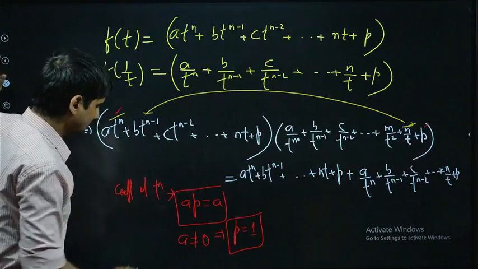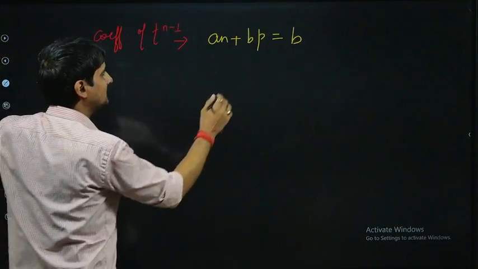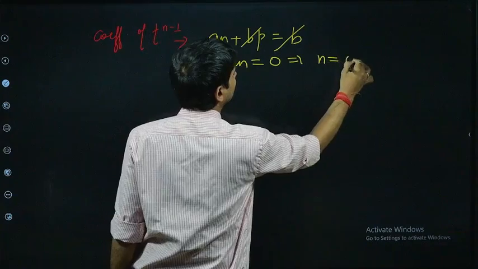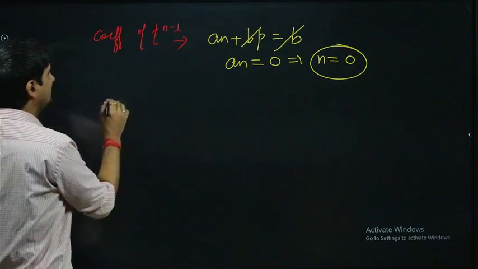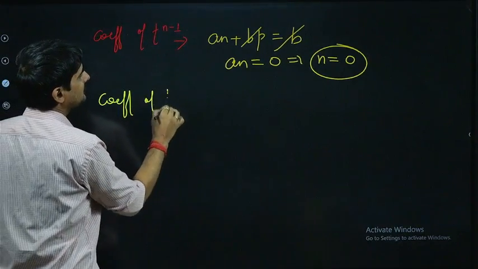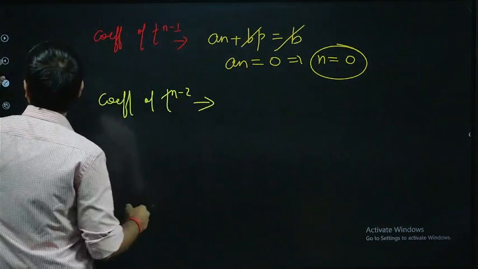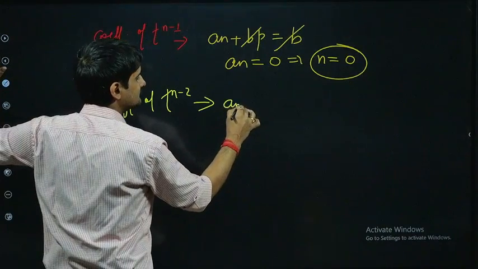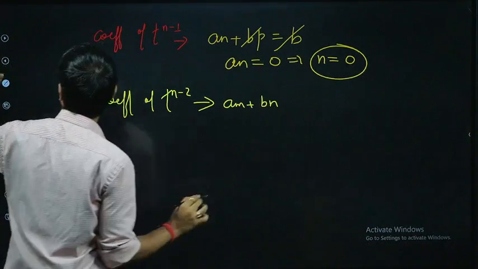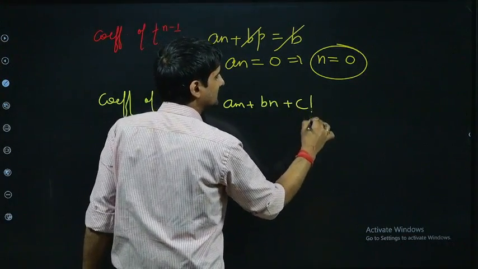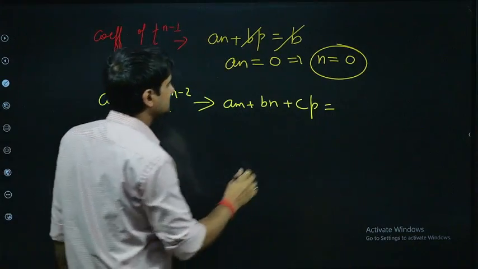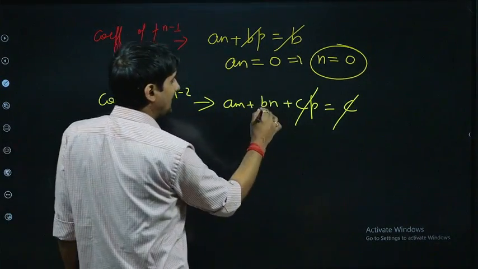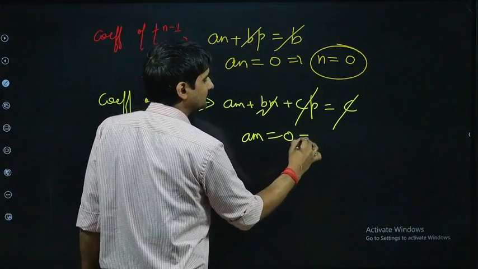Okay, since p is 1, that gets cancelled, and an is 0, so that tells us that n is 0, because a can't be 0. Similarly, if we go for the coefficient of t raised to the power n minus 2, what will that be? It will be am plus bn plus cp, and here it will be c. Again, since p is 1, c and c get cancelled, and n is 0, so you get am is 0, so that means m is 0.